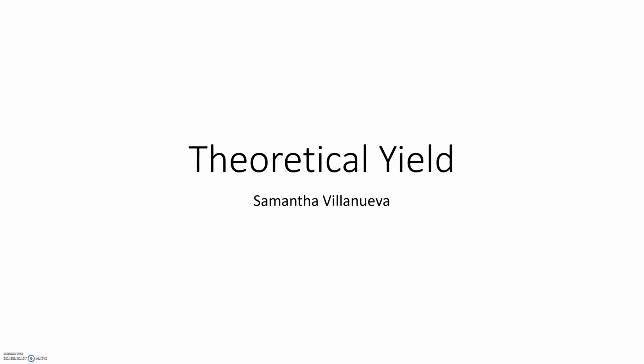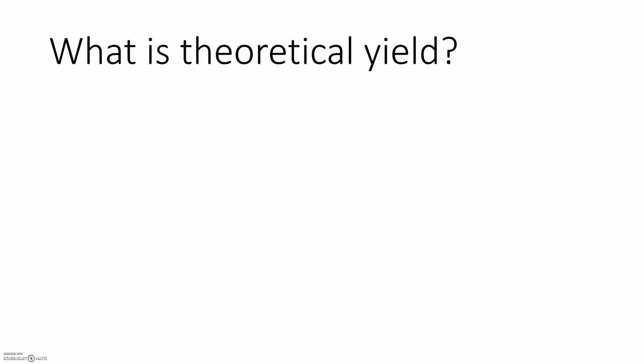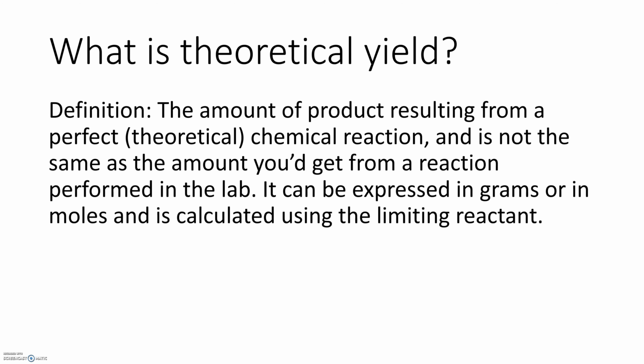Okay, hello everyone. Today we'll be talking about theoretical yield and how to find theoretical yield, and we'll be going through some examples so that way we can learn how to find the theoretical yield. So what is a theoretical yield? It is the amount of product resulting from a perfect or theoretical chemical reaction and is not the same as the amount you get from a reaction performed in the lab. It can be expressed in grams or in moles and is calculated using the limiting reactant.